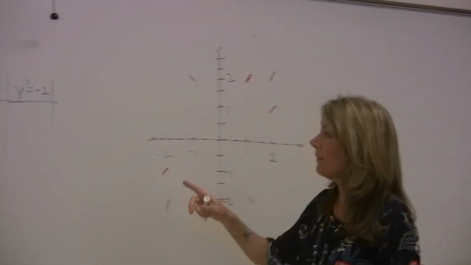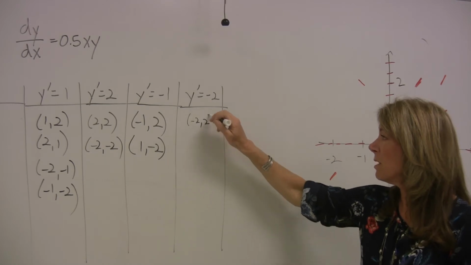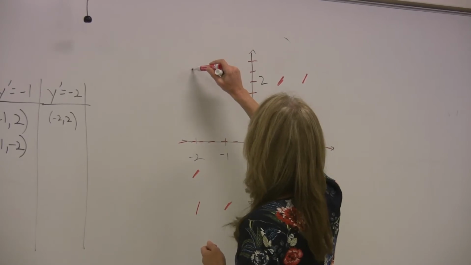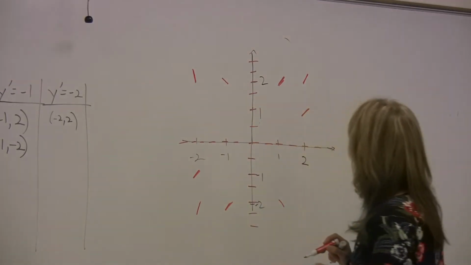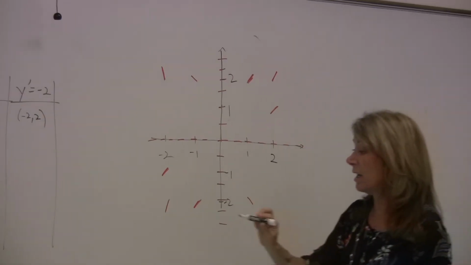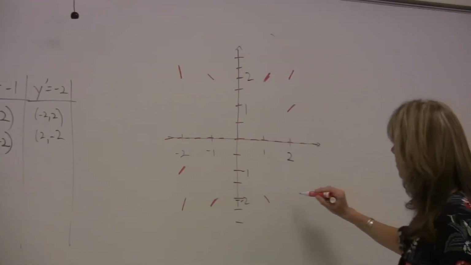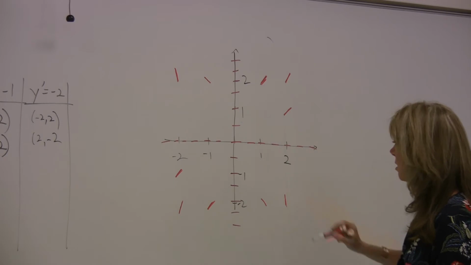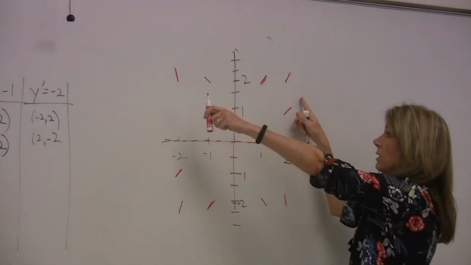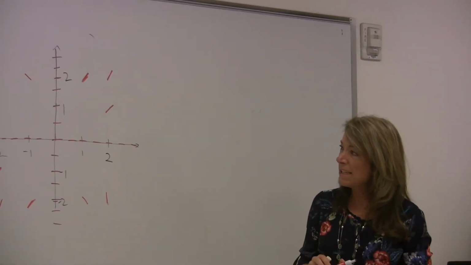Now where was I? How about here? (-2, 2)? So (-2, 2), I have a slope of -2, so up here it's a little bit steeper, something like that. And (2, -2). So it's over here, it's a little bit steeper. So these guys match up, these guys match up, those two. I still feel like I have a lot missing though.